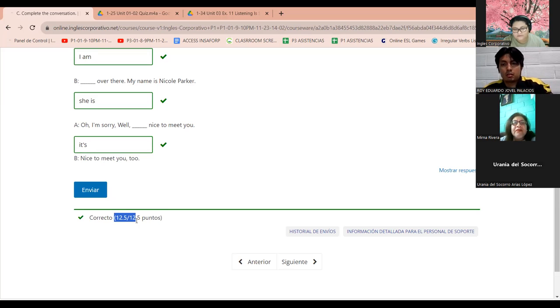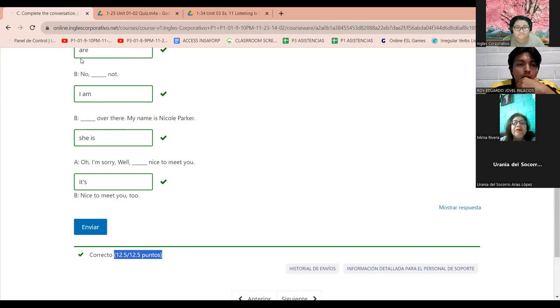Y ahí usted verifica abajo que le aparezca el total de puntos. Bueno, a mí incluso me aparece mal escribiéndolo así. Let me see. Es por la tilde. Como la tilde es el palito que va a la derecha, entonces siempre tiene que buscar. Si se fija, yo puse apóstrofe.